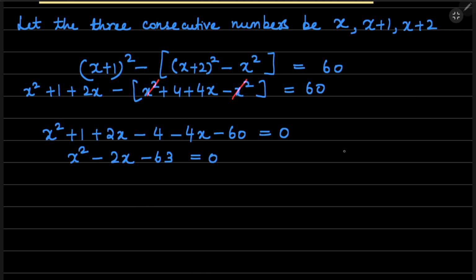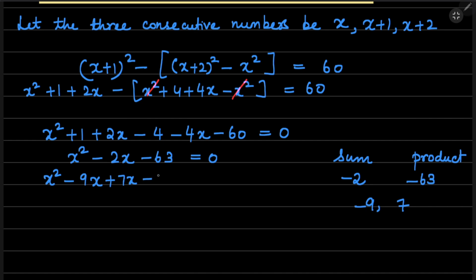equal to 0. What is your sum and the product? Sum is nothing but minus 2, product is minus 63. Again, I know that 9 sevens are 63. If I put a negative sign to 9, the sum is minus 2 and the product is minus 63. So let's apply the middle term splitting here. So you have x square minus 9x plus 7x minus 63 equal to 0. So on solving, you will get x. Ignore any negative numbers. Please do it on your own.